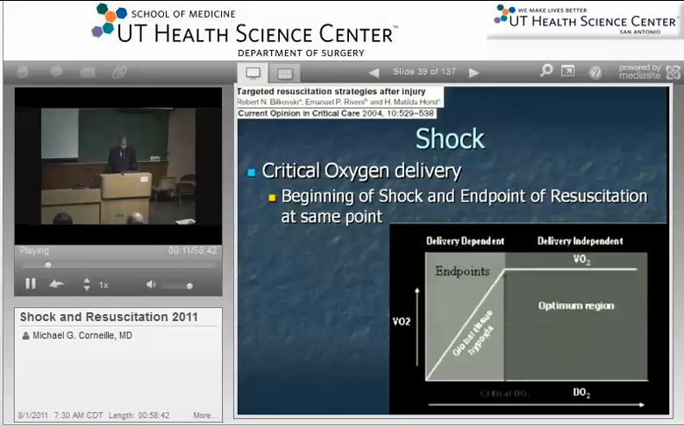meet oxygen consumption. And so this is described as a critical oxygen delivery at this point. This is where shock begins and resuscitation begins. It's critical to try to understand this point.